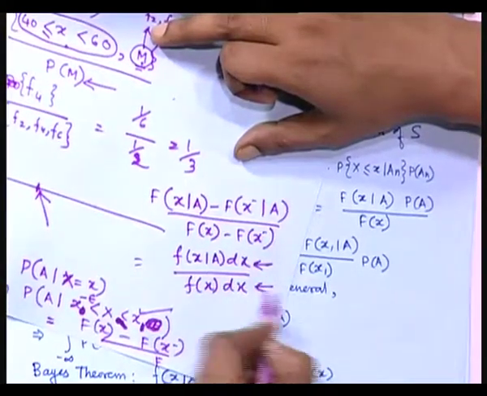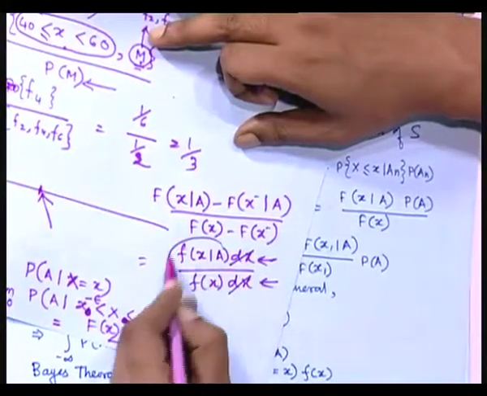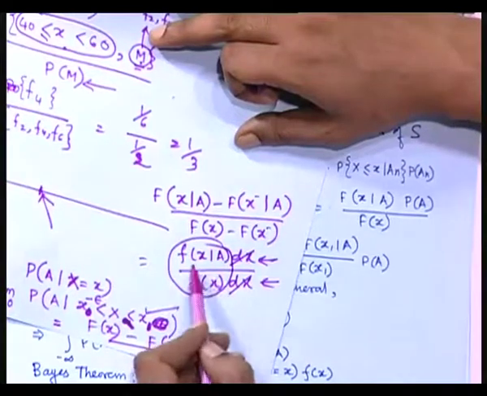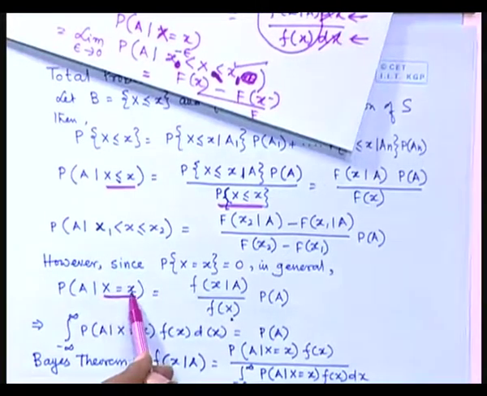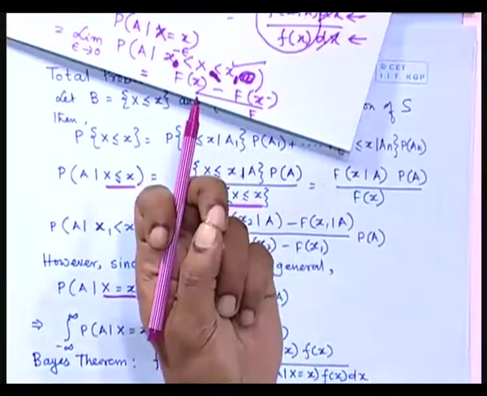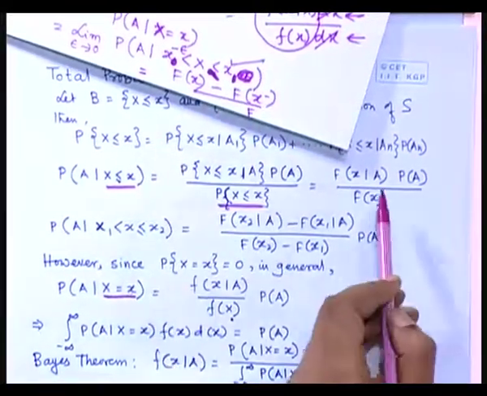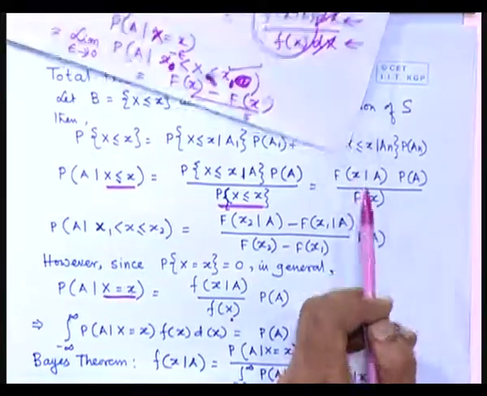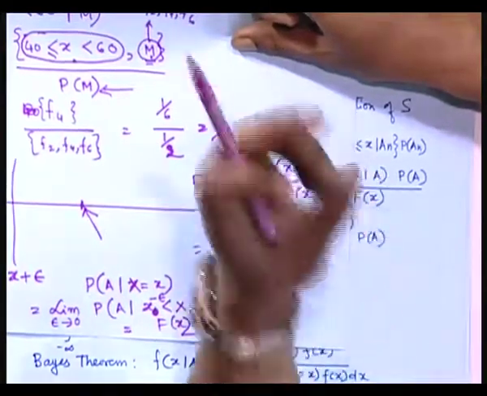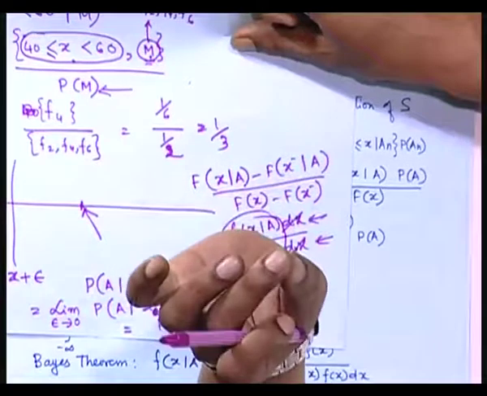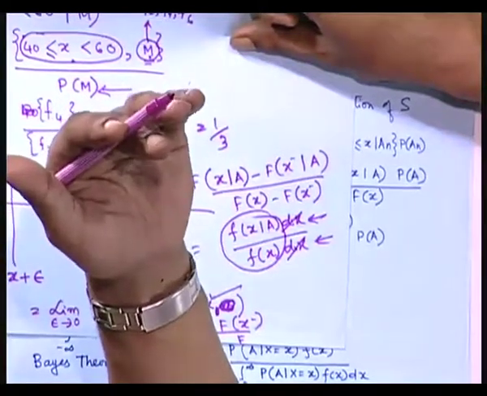Actually both are small, so something like a L'Hospital rule situation is arising here, but when this dx gets cancelled, you will get a finite value, f x given a divided by f x. That is how this is coming. As epsilon tends to 0, both the probabilities tend to be very close to zero, so you get a 0 by 0 form if you write it in terms of distributions, but if you write it in terms of densities, since the dx's get cancelled, it will have a definite limit.